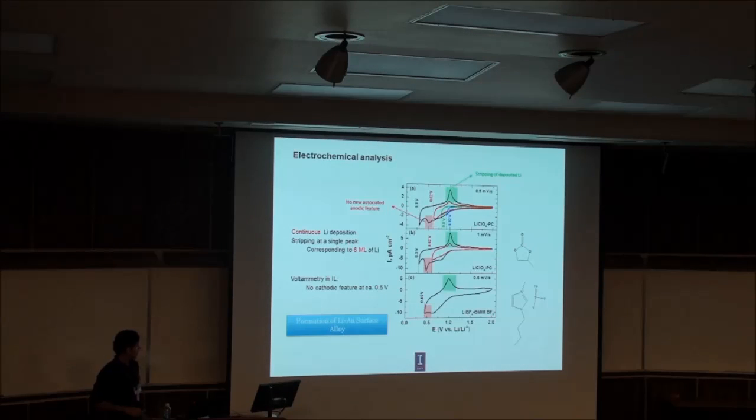Another important thing here is that the amount of lithium we're putting in and removing from the surface is more than a monolayer. Here we have around 6 monolayers of lithium going in. And this is not like other UPD systems. In a UPD system, we usually deposit just a monolayer of lithium. So this shows that we are forming some sort of surface alloy. So lithium and gold are alloying on the surface.